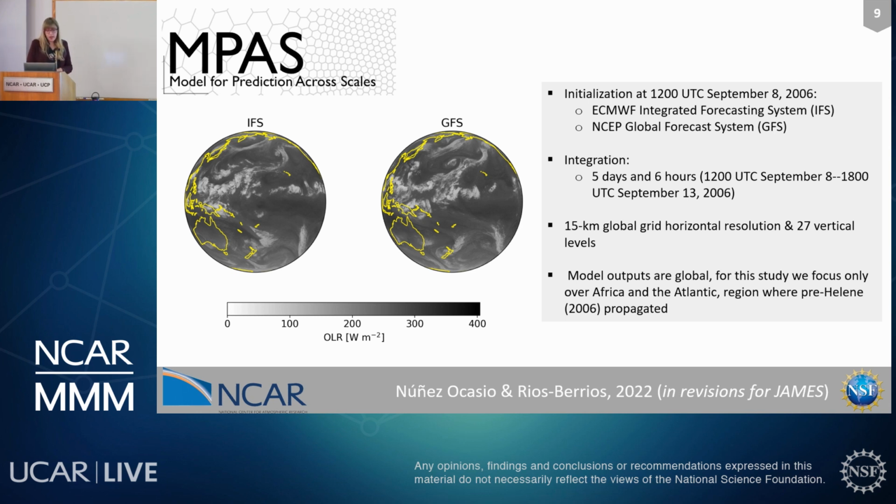We integrated the model for 5 days and 6 hours, so just around the time where the wave was over Central and Western Africa and during its time over the Eastern Atlantic, just to capture that transition during tropical cyclogenesis. We used a global 15-kilometer grid and 27 vertical levels.